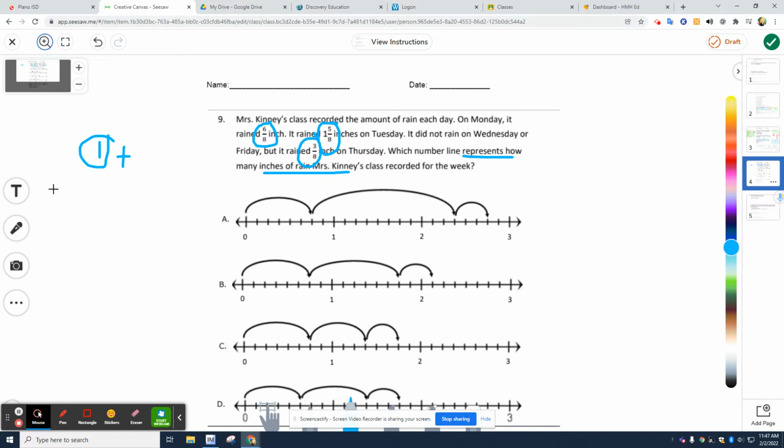Next thing I want to do is create a model, so I'm going to create a model right here on the side. I don't have to go further than 3 because each of these answers only goes to 3. 0, 1, 2, 3. And I'm going to label this. Then I look at my denominator to know how many pieces I need to cut each whole number into. I see that the denominator is 8, so I need 8 pieces.